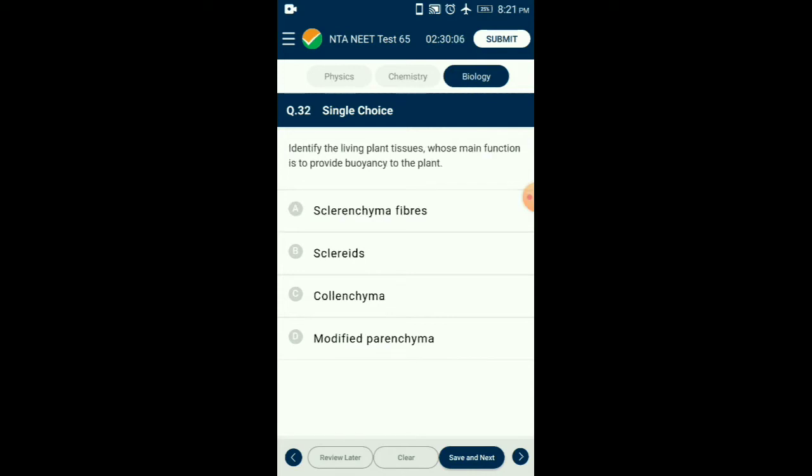Question number 32. Identify the living plant tissues whose main function is to provide buoyancy to the plant. Parenchymatous tissue is made up of living cells. It has a thin primary wall made up of cellulose and has intercellular spaces. In aquatic plants, these intercellular spaces are large and help in providing buoyancy to the plant, which helps the plant in floating. Such modified parenchyma is called aerenchyma. So the answer for this question is option D, modified parenchyma.